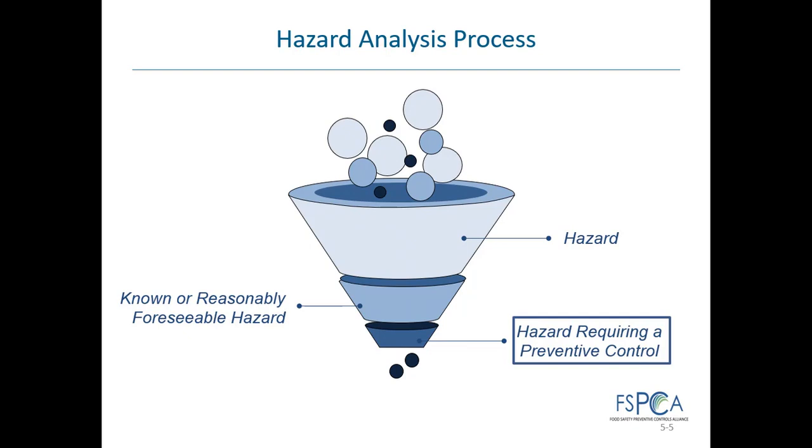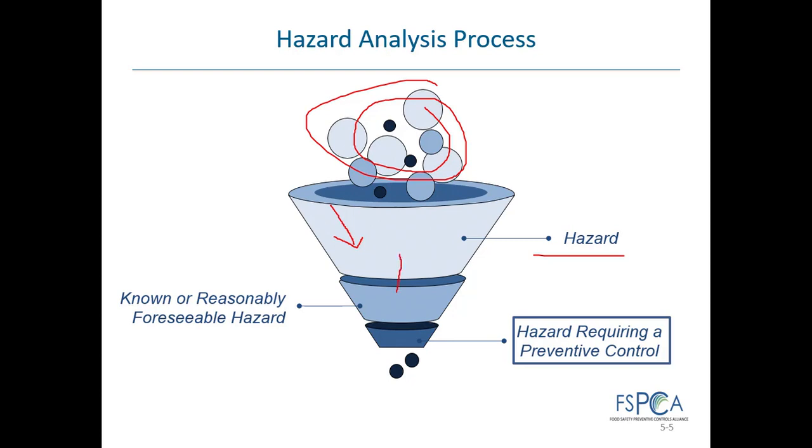This is a graphic that we will see a couple of times in the next few chapters. This is meant to help you visualize this whole hazard analysis process. So up here, all of these circles are everything ever possible in the world, good or bad. We put them through this first funnel right here and ask ourselves, can it cause illness or injury? If the answer is yes, then we call it a hazard. So anything that causes illness or injury is considered a hazard.